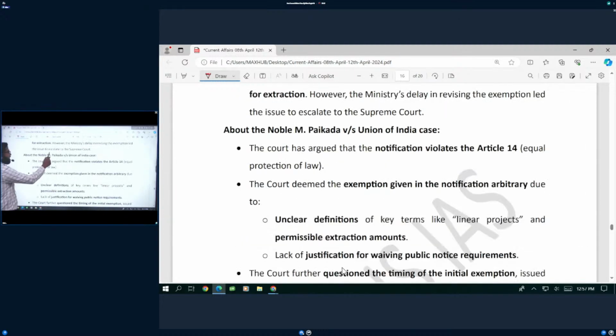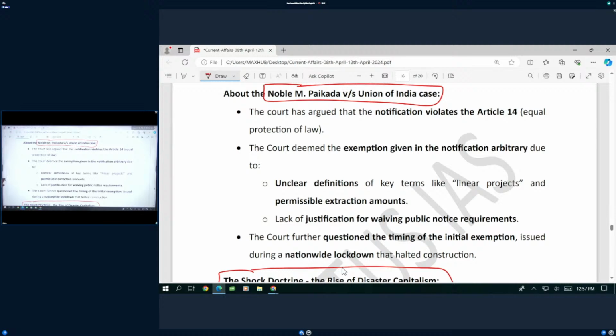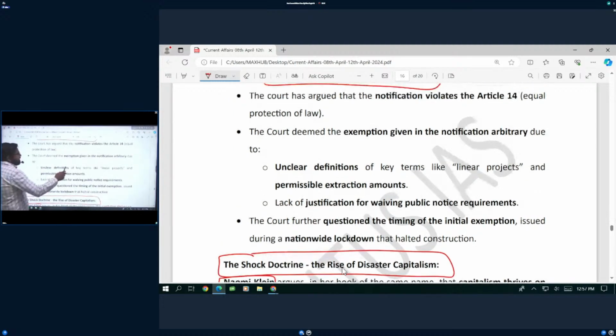केस का नाम याद रखना. So this is the case name in which the Supreme Court has declared the amendment to EIA as unconstitutional. Reasons बताई दिया. The reasons were, पहला, it violates Article 14.